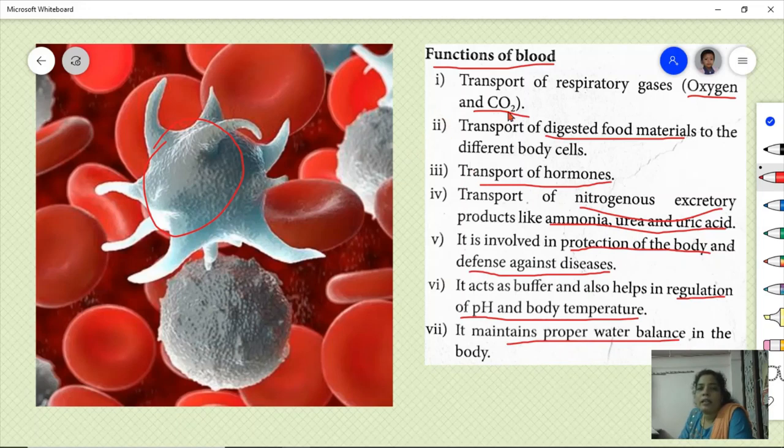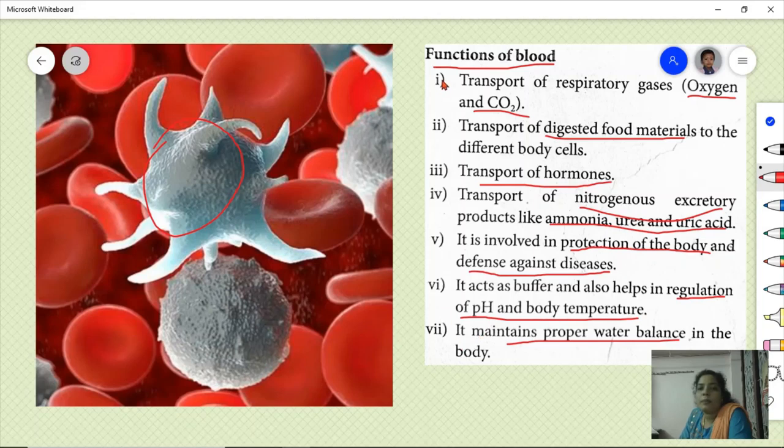Only 7 points are given. First, transport of respiratory gases, oxygen and carbon dioxide. Second, transport of digested food materials. Third, hormones. Fourth, nitrogenous excretory products or waste products. Fifth, protection of the body. Sixth, regulation of pH and body temperature. Seventh, maintaining proper water balance. So this is the 4-mark question: write about the functions of blood. The 7 points have to be learned thoroughly.